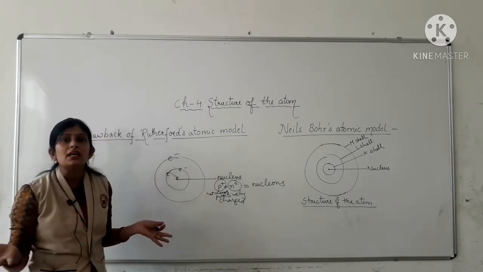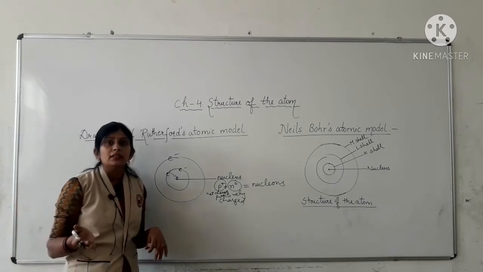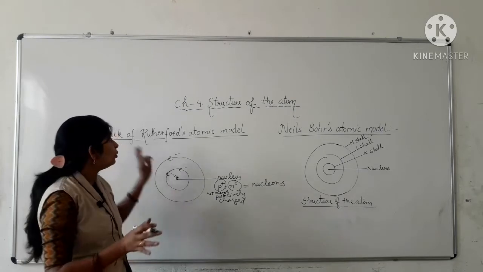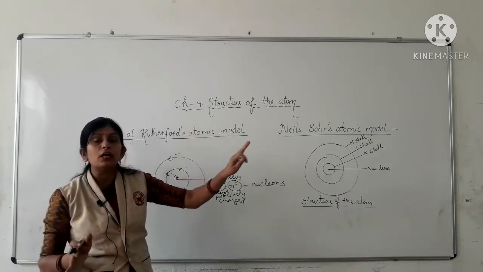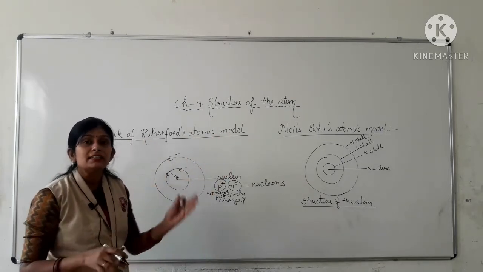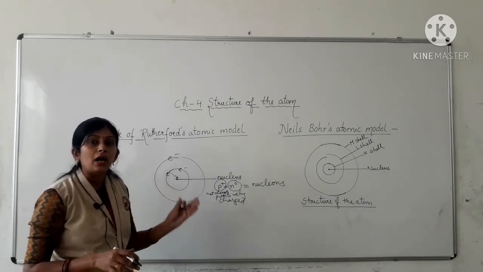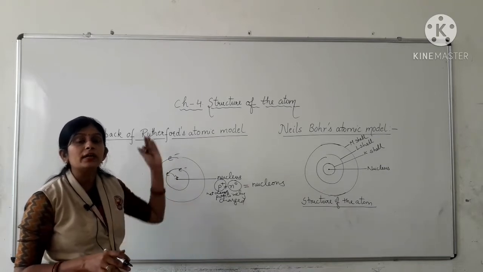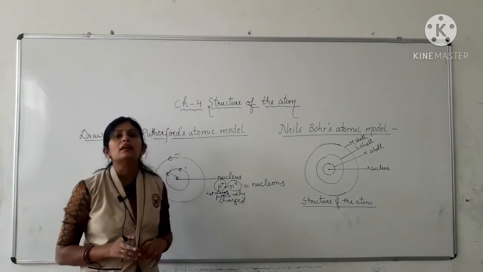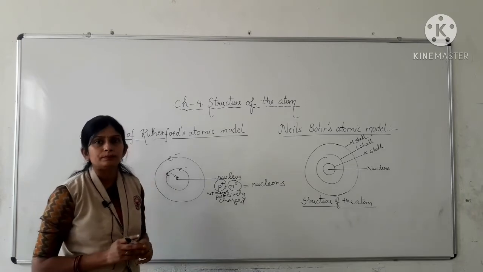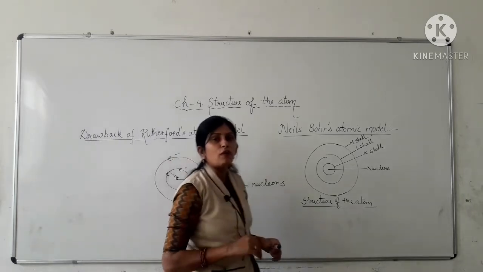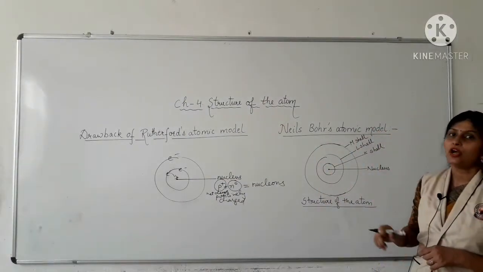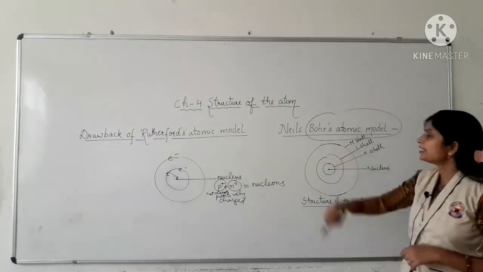So, the atom is unstable, but in reality the atom is quite stable. So, Rutherford's atomic model could not explain the stability of the atom, how it is stable, how it achieves stability. That couldn't be explained by Rutherford's atomic model. This drawback was removed in Niels Bohr's atomic model, also known as Bohr's atomic model.